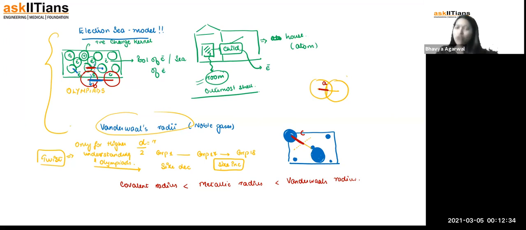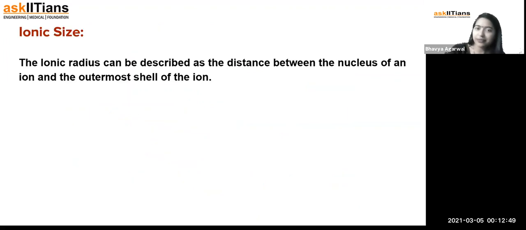See guys, since this is Olympiad level, if you anytime, anywhere feel that you have not been able to understand it properly, you can always ask for the DRS, so that we can sit together and have a proper live interaction. All right. Sure. And now let's move to the ionic size.